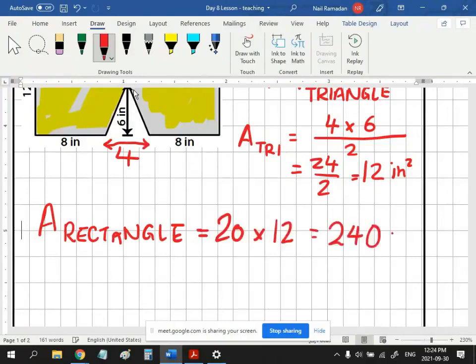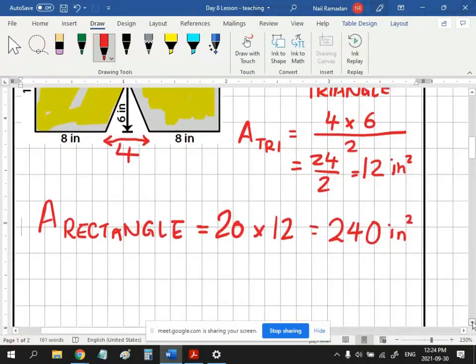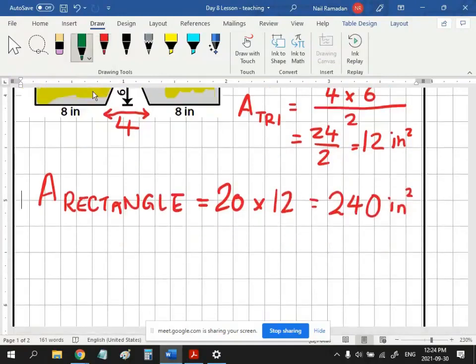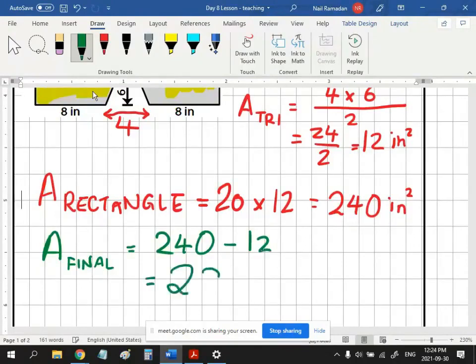240 inches squared. What's my very final step? Do I add or subtract? And you always subtract the small number from the big number. So I'm gonna call it A final. A final equals 240 subtract 12. How much is that? 228. Also in what? You start with inches squared, you end with inches squared. Done.